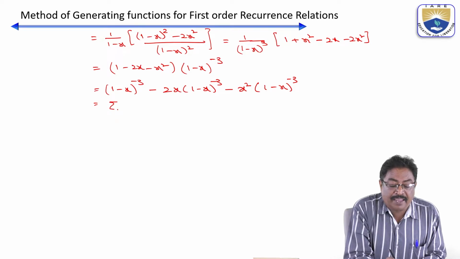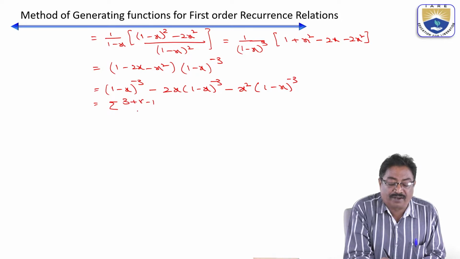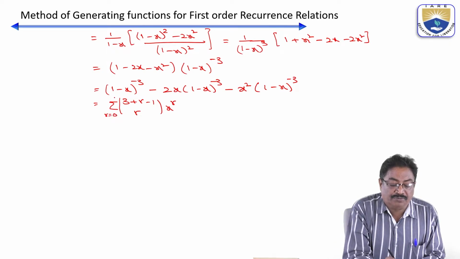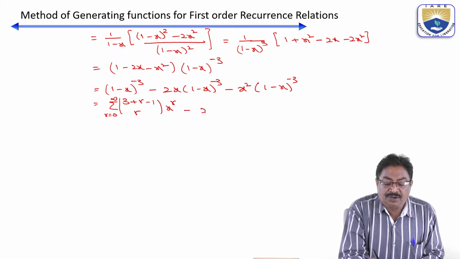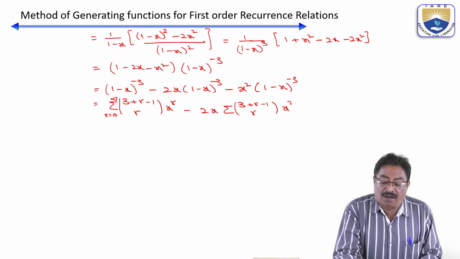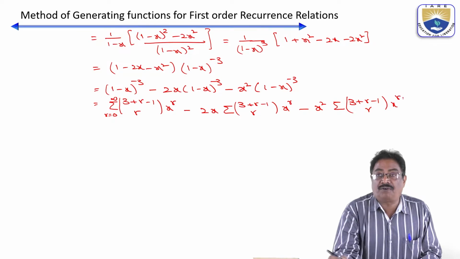So it is n plus r minus 1 C r. So 3 plus r minus 1 C r x to the power of r, r equals 0 to infinity. Then minus 2x, and this I am going to write as 3 plus r minus 1 C r x to the power of r. And this I am going to write in the same way, summation 3 plus r minus 1 C r x to the power of r.